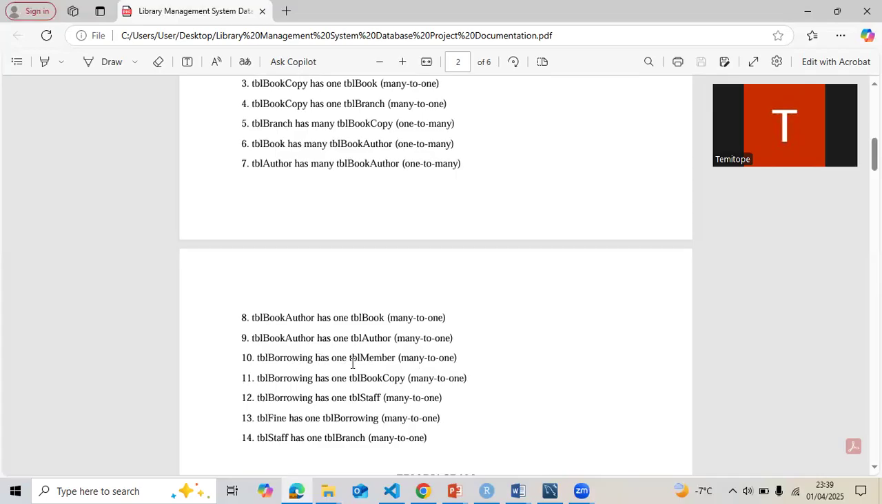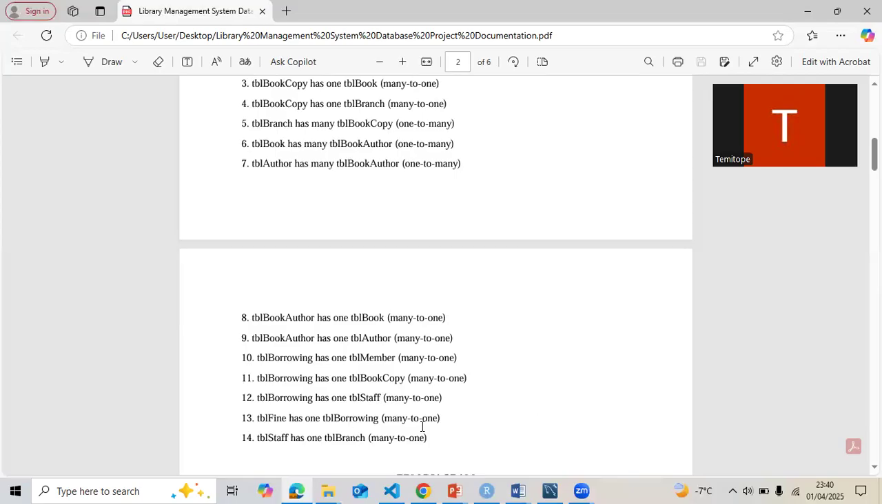Table borrowing has a many to one relationship with table member. The borrowing table has a many to one relationship with table book copy. Then borrowing has a many to one relationship with the staff table. Of course, a staff will be present at a particular time to give out books or to lend books to members, so to several members. So that's where the many to one comes in.